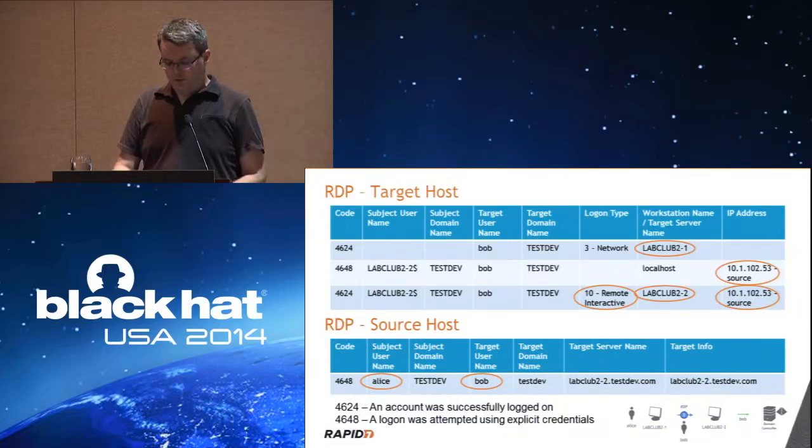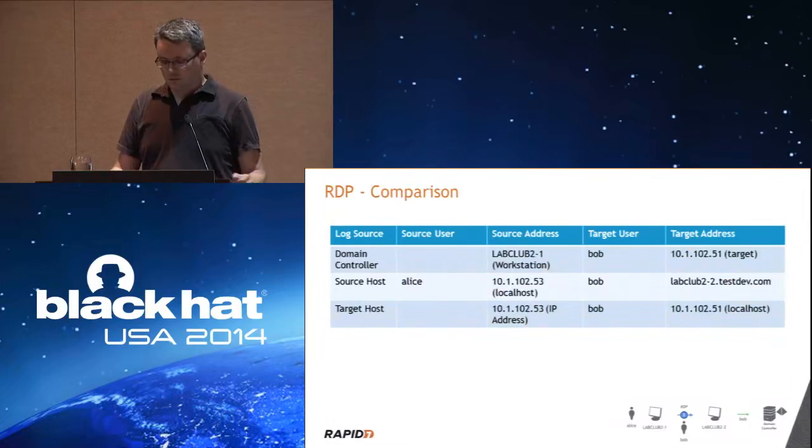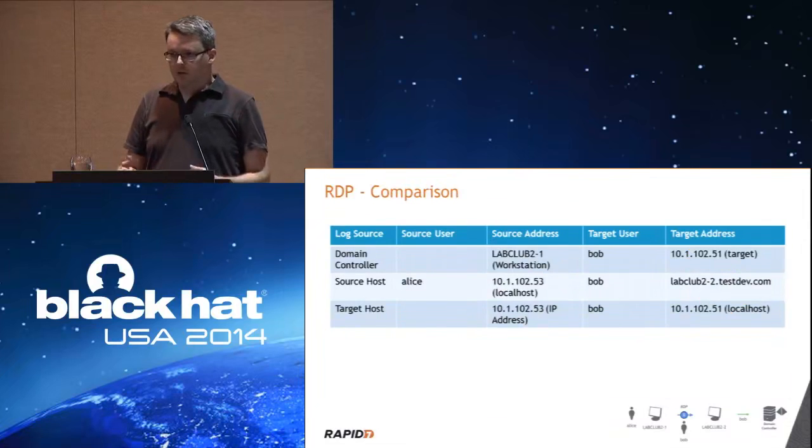The source host also lists the target server name in that log message, which is great. So to summarize, if we compare all these different sources, if you're trying to get the complete picture of source user, source asset, target user, target asset, the source host is the only system that provides the full-fledged details.